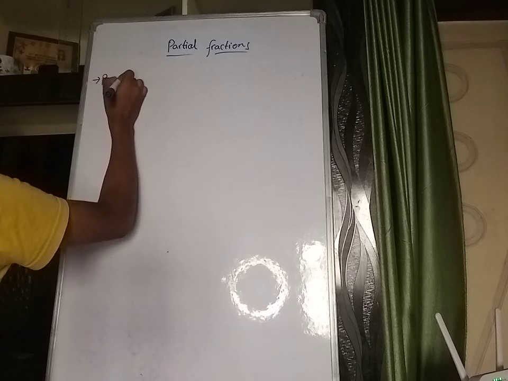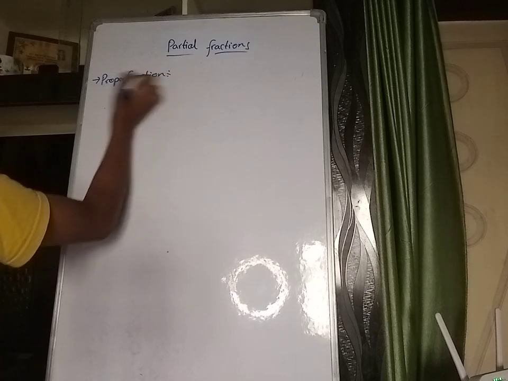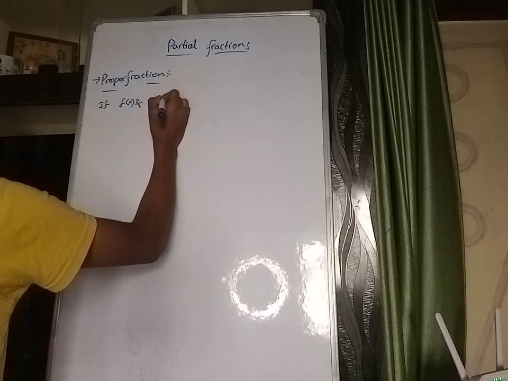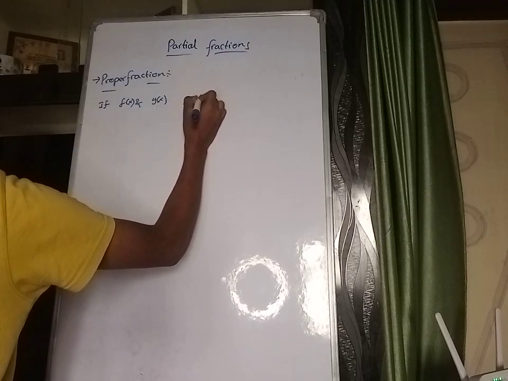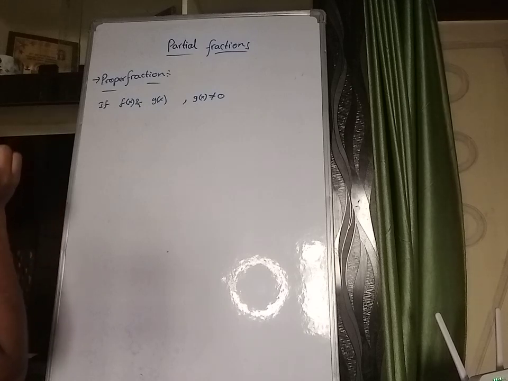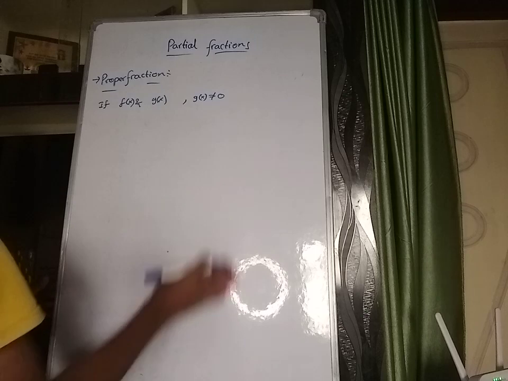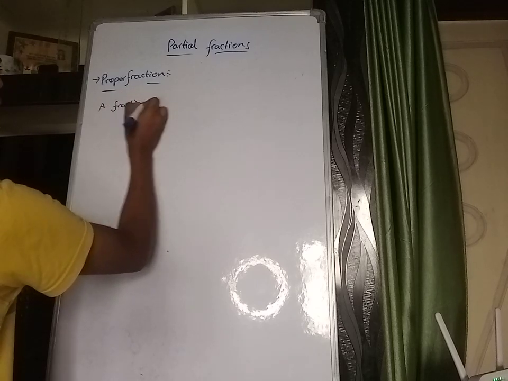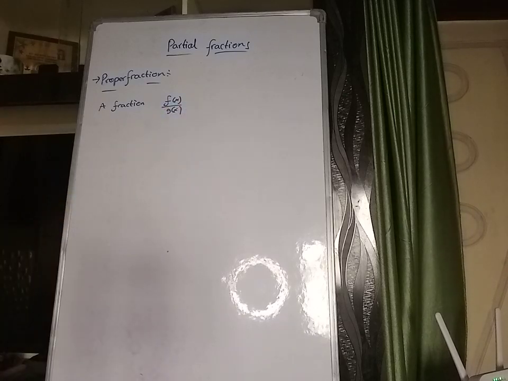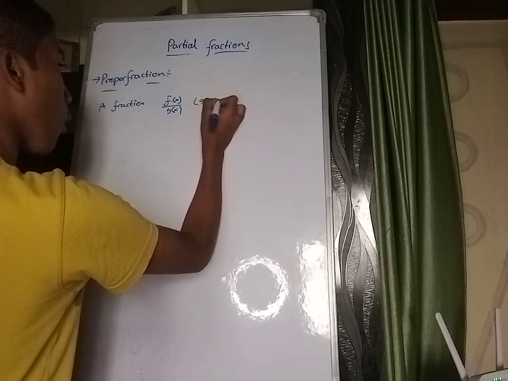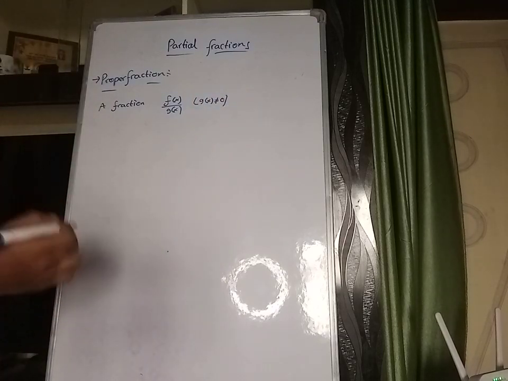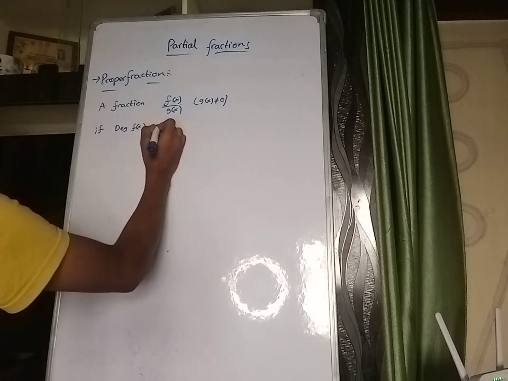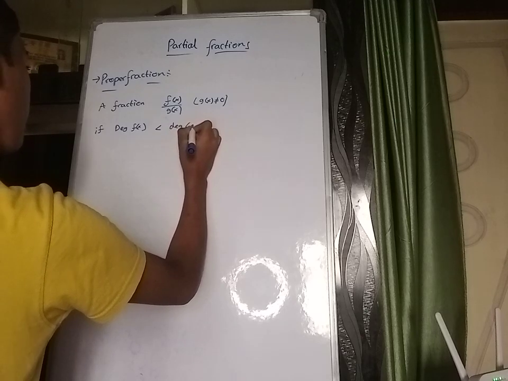Proper fraction. So a proper fraction is nothing but a fraction f of x by g of x, where g of x is not equal to 0, and it is said to be a proper fraction if and only if the degree of f of x is less than the degree of g of x.